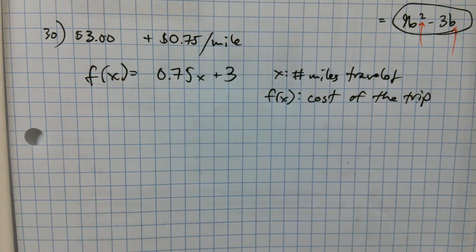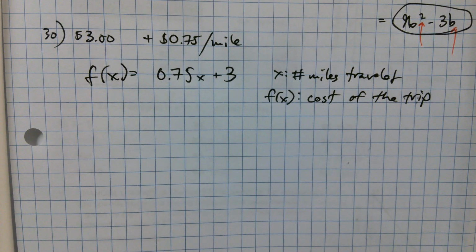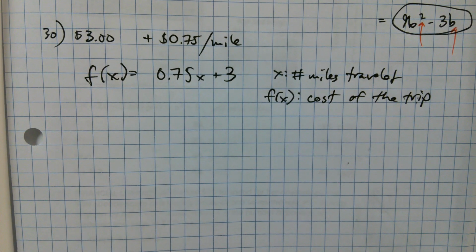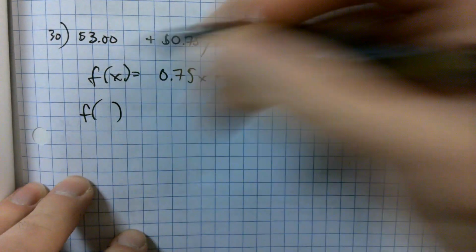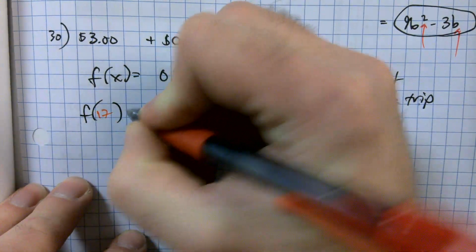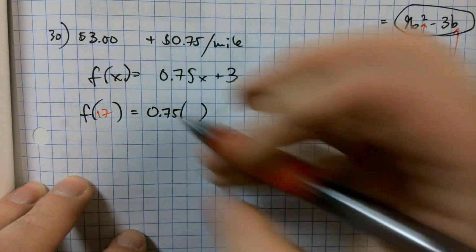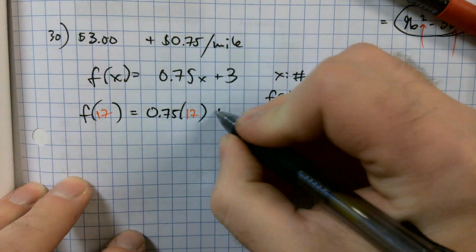So what's it asking? It's asking us to find and interpret f of 17. Okay, let's do that. F of 17 would be 0.75 times, instead of x, now it's a 17, plus 3.